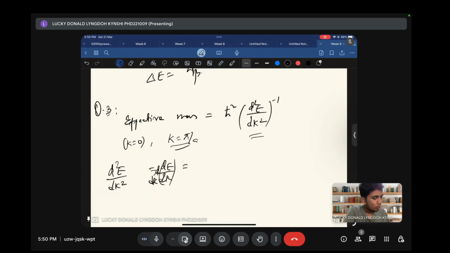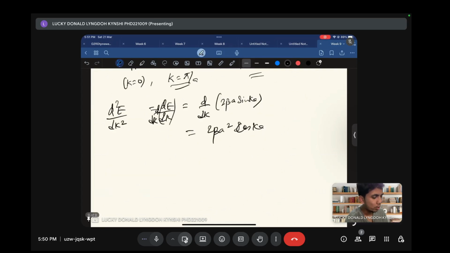So dE by dk you already know from the first formula, which is equal to 2 beta a sin ka, and this is equal to, if we differentiate, a square cos of ka. Right, differentiate it again. So you get d square E by dk square. Now what happens? m star will be equal to h cross square divided by 2 beta a square cos of ka. Okay, so again, m star at the top, what happens here?